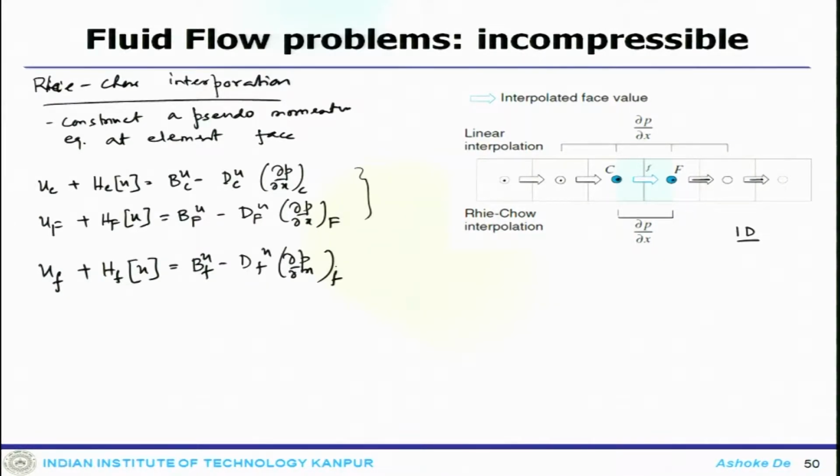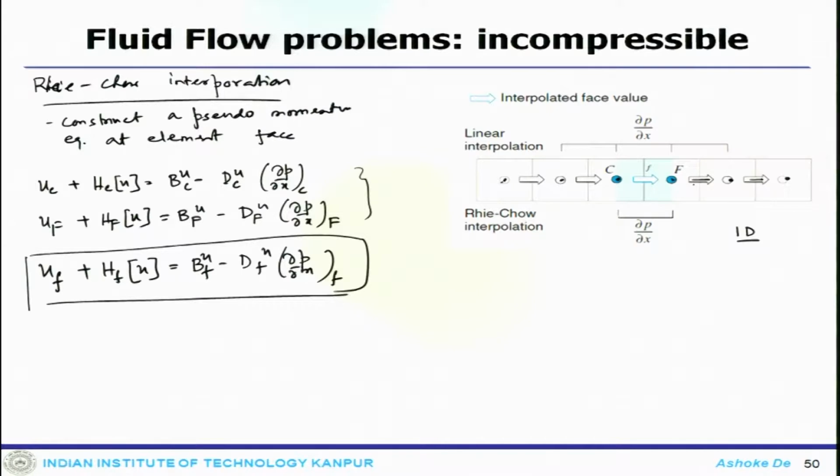Since it is in the collocated system, the coefficients of this particular equation, if you look at it, are at the face. The coefficients of this equation cannot be computed directly because it is a collocated arrangement and all the values are stored at the cell center. Since they are stored at the cell center, you cannot do this, so they are approximated by some interpolation from the coefficients of the neighboring nodes.